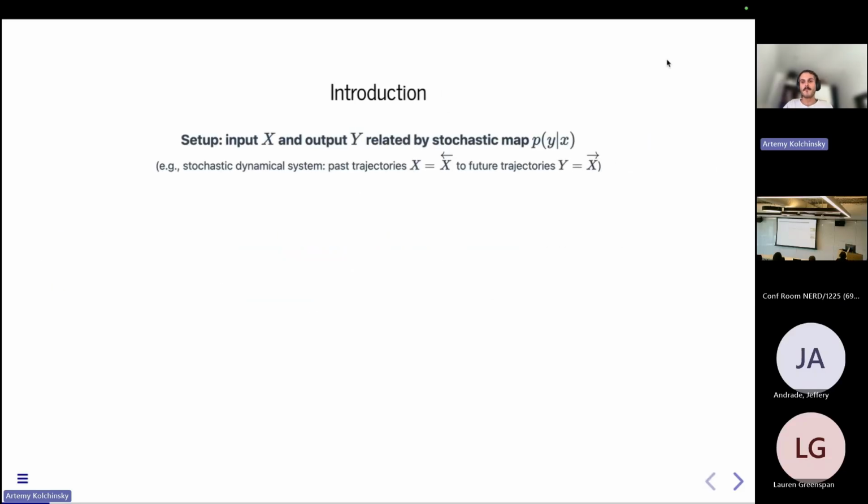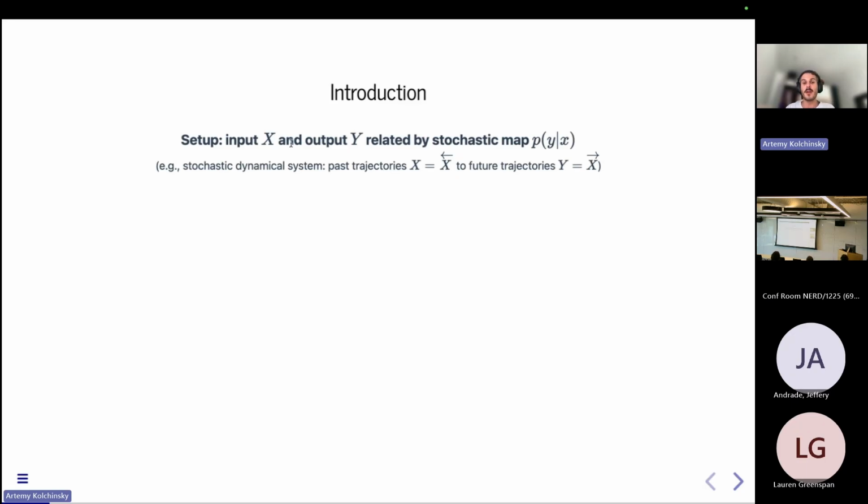So the basic setup I'm going to consider is, let me move this little thing. And can everyone see my mouse? Yes. Great.